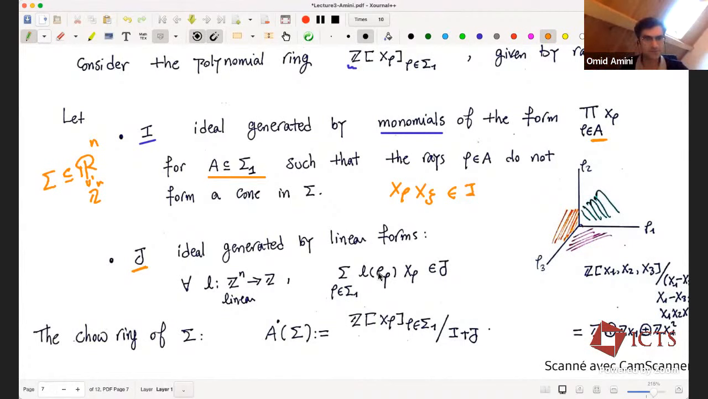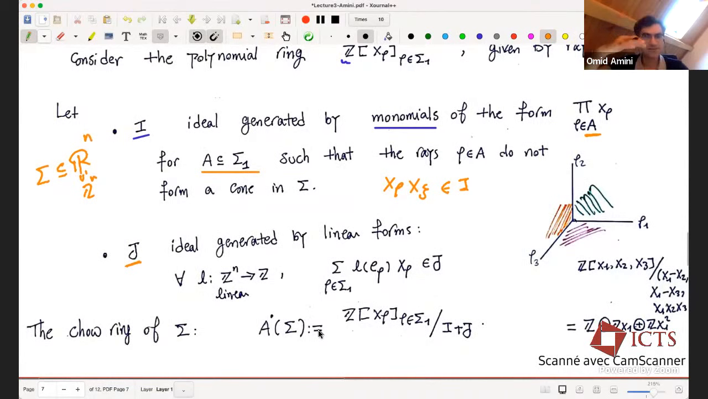And the Chow ring of sigma is the ring you obtain by putting all these relations to be equal to zero: the products of these variables for the first relations, if they don't form a cone, to be zero, and also these linear combinations of variables to be zero. So you take the quotient of the polynomial ring generated by the rays by the ideal I plus J.